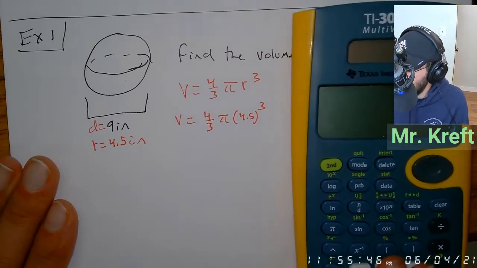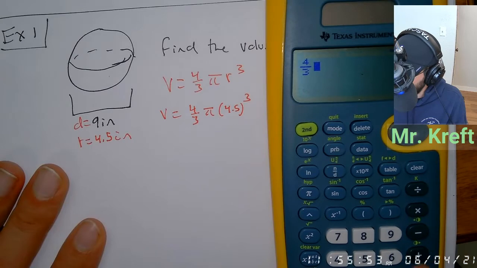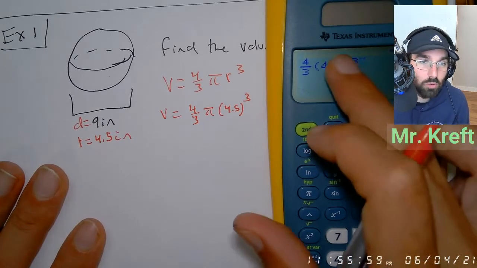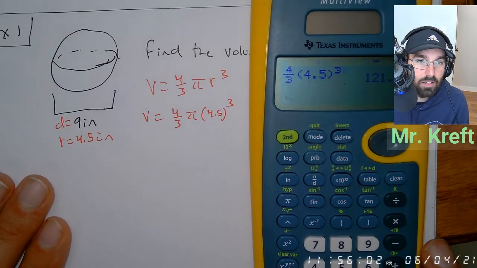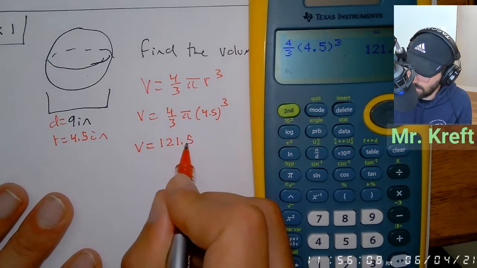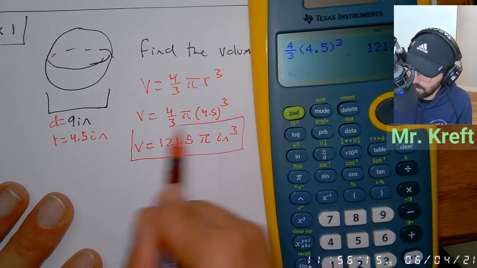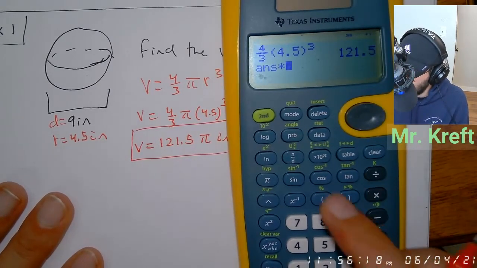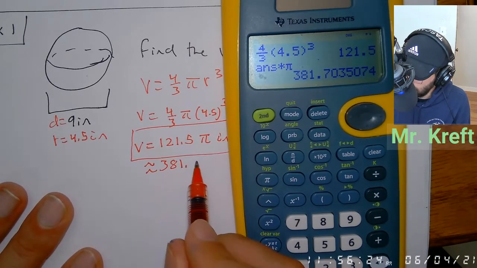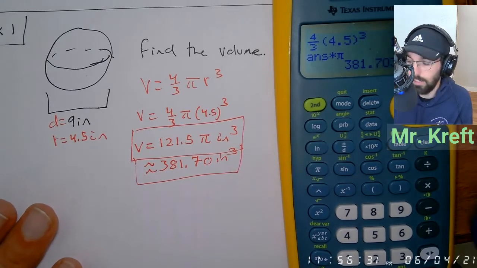So I'm going to go here, and I'm going to have 4/3 and then times 4.5, not squared, we want cubed, right? So don't do squared. On the calculator, you need to get a 3 up there. And then I get 121.5. So my volume is going to be 121.5 pi inches cubed. So that's my exact answer. Now, if I go ahead and multiply this by pi, I get that it's approximately 381.70 inches cubed.